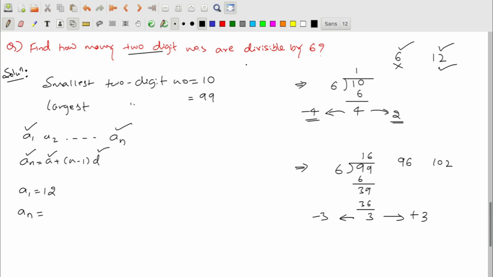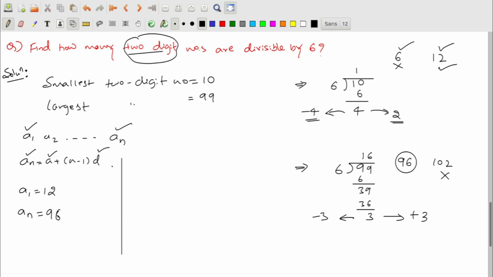Again, what was the question? It must be divisible by 6 and of 2 digits, right? So here you can't take 102, then you are left with 96. Then 96 is the last term of the AP. Now we need to find the number of terms, right?